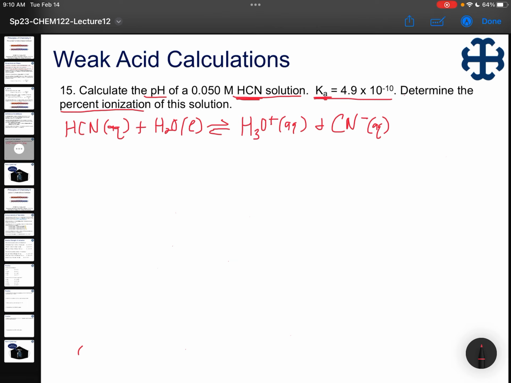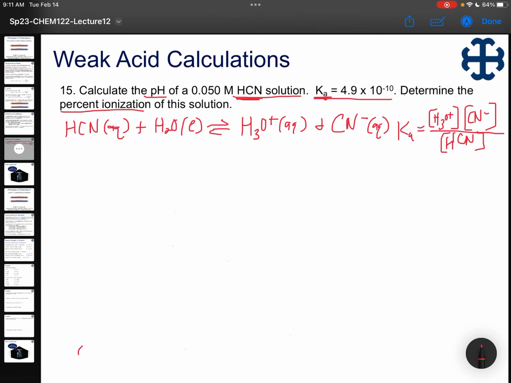Within this, we can, of course, then write our Ka expression, and that is going to be equal to our products over our reactants raised to their powers, as per always, right? We're pros at that already. And so we have H3O+ and CN- as our products, and then our only reactant we need to include is HCN, because water is a pure liquid, right?